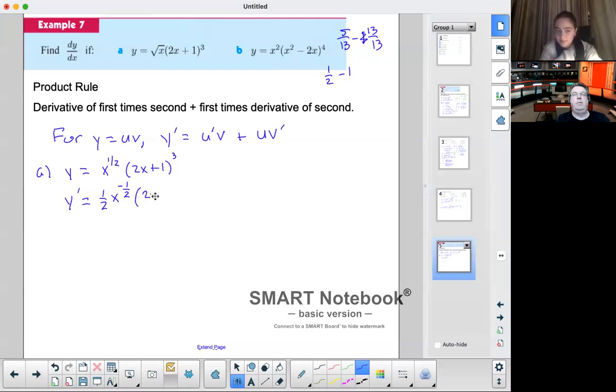Okay. Multiply that by 2x plus 1 cubed plus x to the 1/2 multiplied by, do I use chain rule here? I do, right? Yep. Multiply, go ahead. Multiplied by 3 times 2x plus 1 to the power of 2 multiplied again by 2. Excellent.